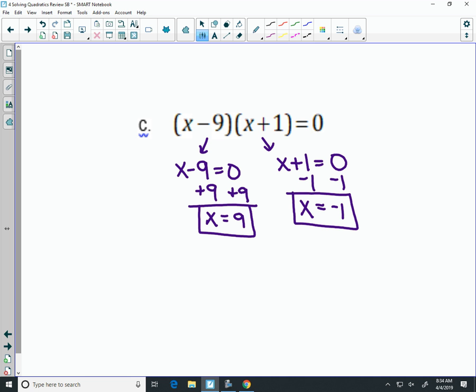So just set those two little baby equations equal to 0. Move your 9. Move your 1. You can also put this one into Desmos, just with the parentheses. Put it into Desmos and double check that you changed something.